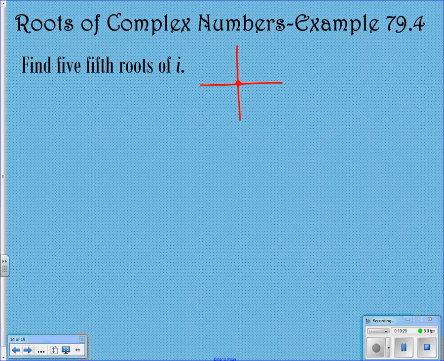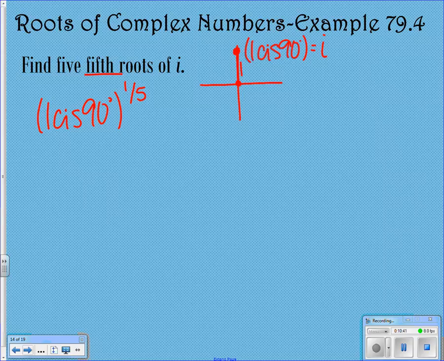Well, i is like one i. You're going up 90 degrees, basically. The length of this is 1, so you have 1 CIS 90 degrees. It's the same thing as i, because i gets graphed on the y-axis. So we have 1 CIS 90 degrees to the 1/5, because we're looking for the fifth roots. So we're going to say 1 to the 1/5, CIS 1/5 times 90.